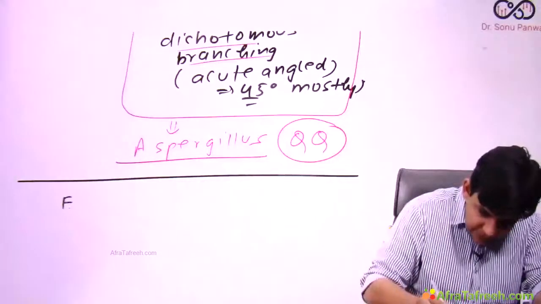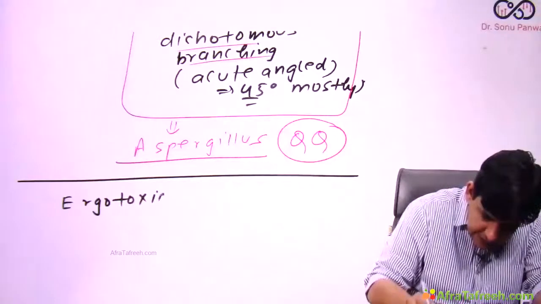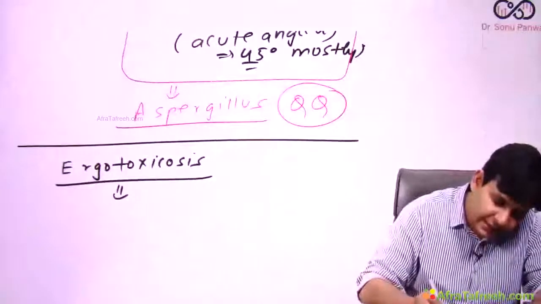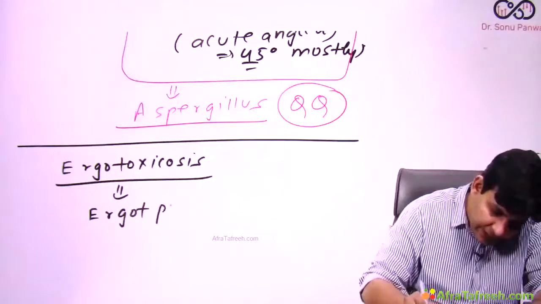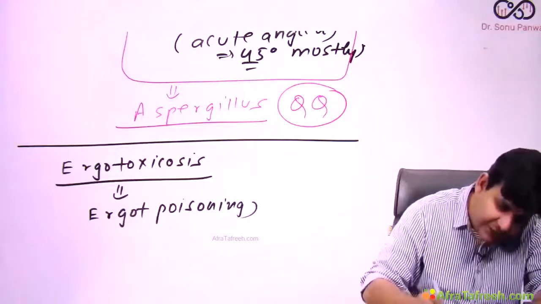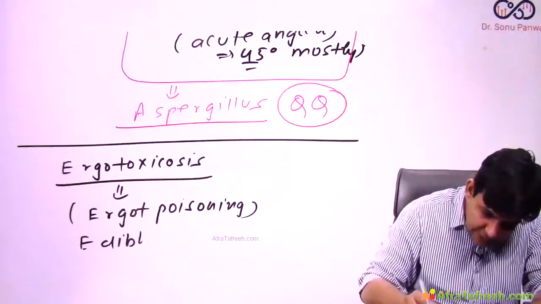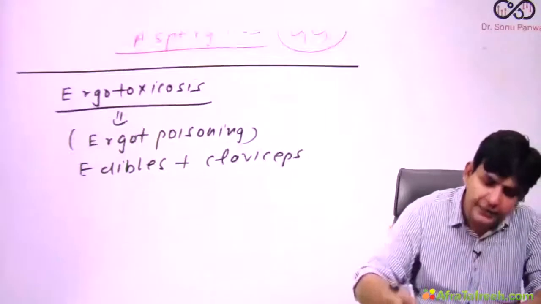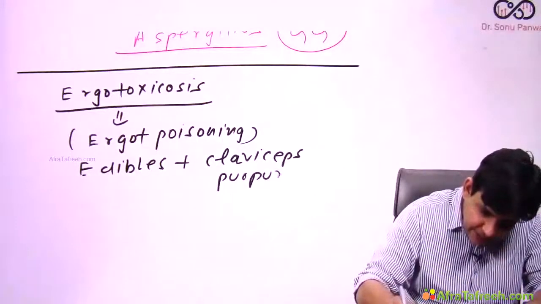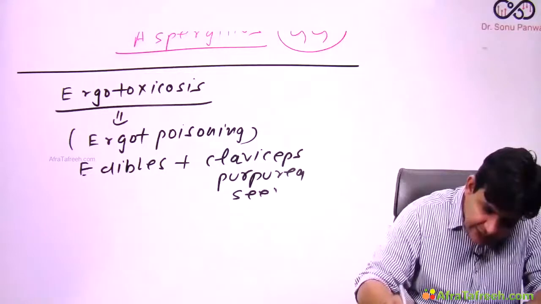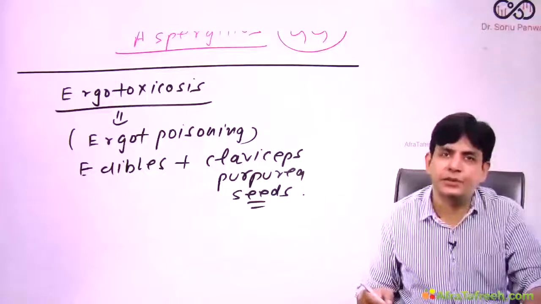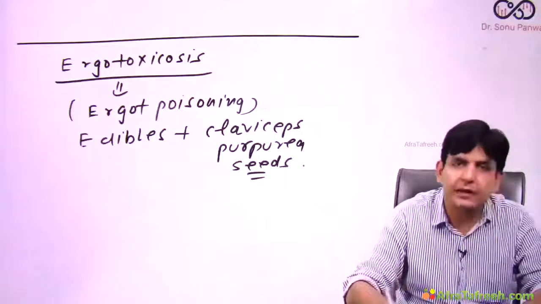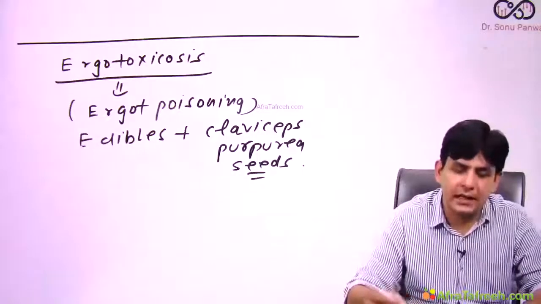Then you remember this particular thing known as ergotoxicosis. Ergotoxicosis, as the name suggests, is ergot poisoning. How does ergot poisoning happen? When your edibles get contaminated with Claviceps purpurea seeds, this leads to ergotoxicosis. So remember this: when the edibles are contaminated with Claviceps purpurea seeds, this is what is termed ergotoxicosis.